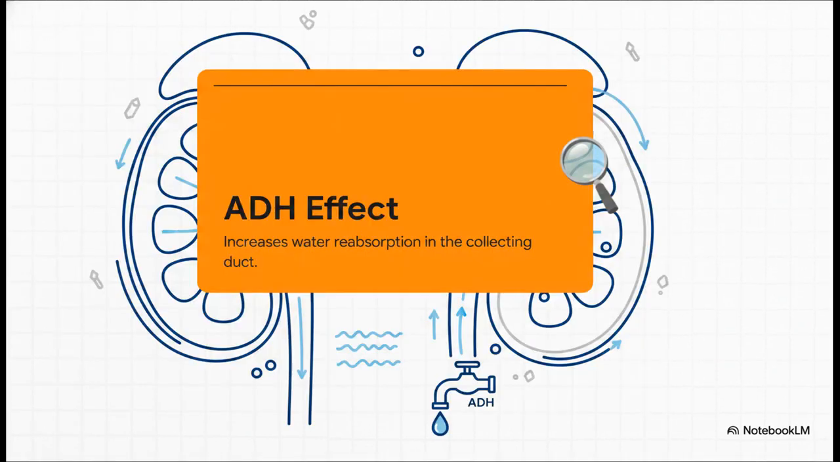And here's where we pull the trigger. Under the direct hormonal control of antidiuretic hormone, or ADH, the collecting duct suddenly becomes permeable to water. Because of that super salty environment we just talked about, water rushes out of the duct and right back into the bloodstream. Think of the collecting duct as a highly sensitive biological faucet. When ADH is present, we hold onto our water, and the final urine becomes highly, highly concentrated.